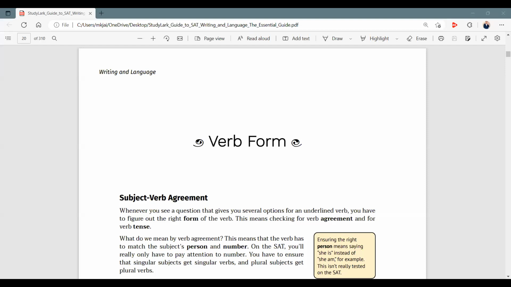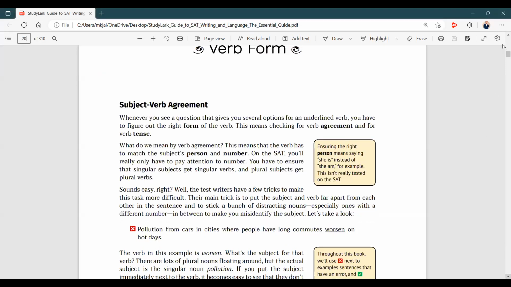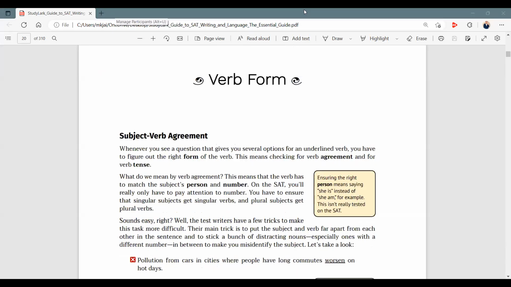Yes, I'm sharing the screen right now. I guess it's clear for you. I can't hear you, Hannah. Can you hear me like that? Okay, so why is subject-verb agreement always the first lesson? We always use sentences while talking, so we have to know what subject agrees with which verb.